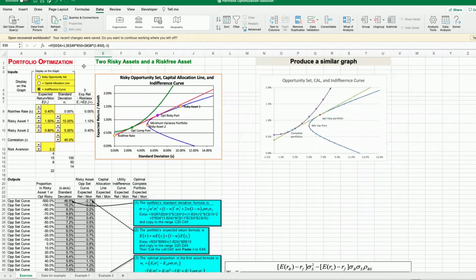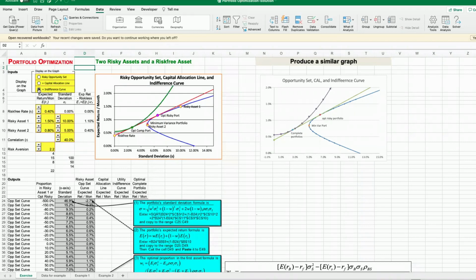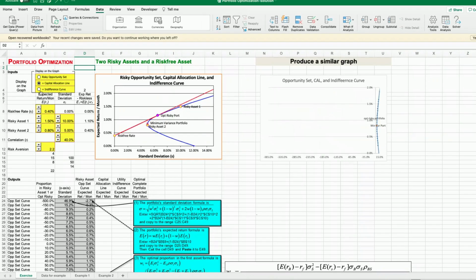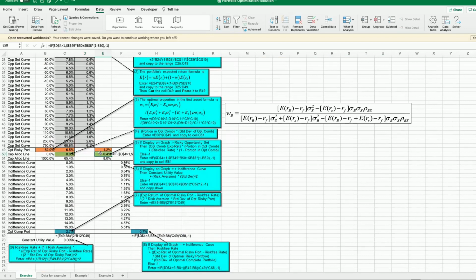This is because of this nice setting here. If you change the option and the input, we want to show the opportunity set, capital allocation line, and the indifference curve gradually. The trick of doing this is to utilize the value here for D4. When we choose opportunity sets, the value for D4 is 1. When we choose capital allocation line, the value for D4 is 2. And 3 if we want to put everything in the curve. And that helps us to form this if statement.